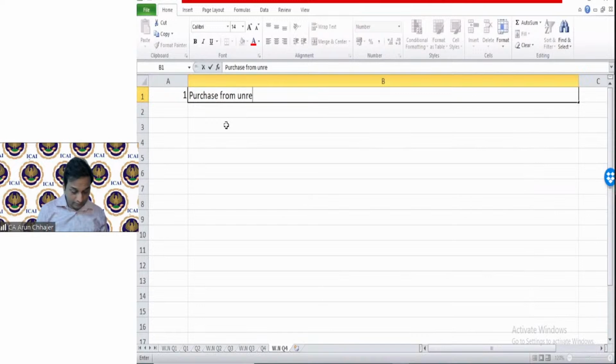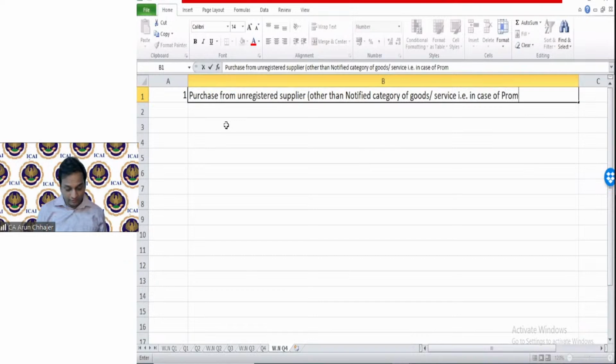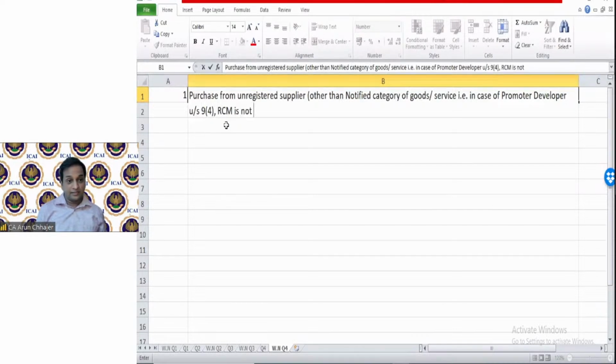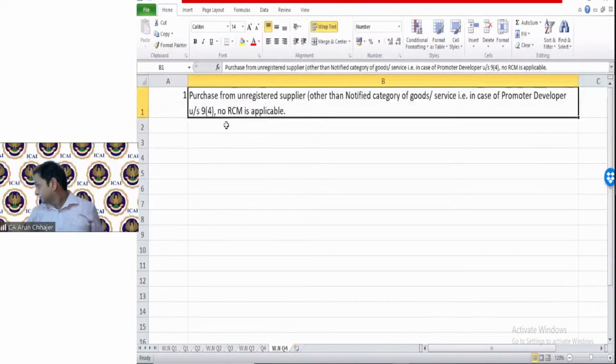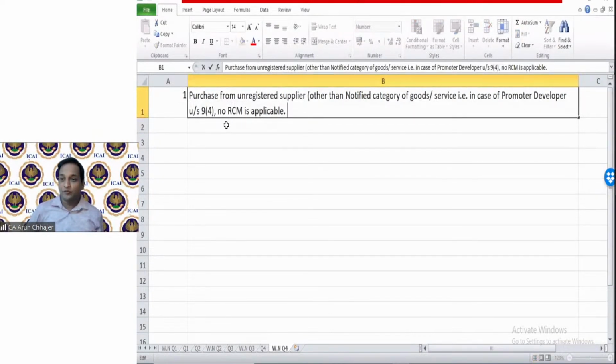Purchase from unregistered supplier other than notified category of goods or services, that is in case of promoter developer under section 9 subsection 4, no RCM is applicable. Absolutely correct. Not covered under 9.4.